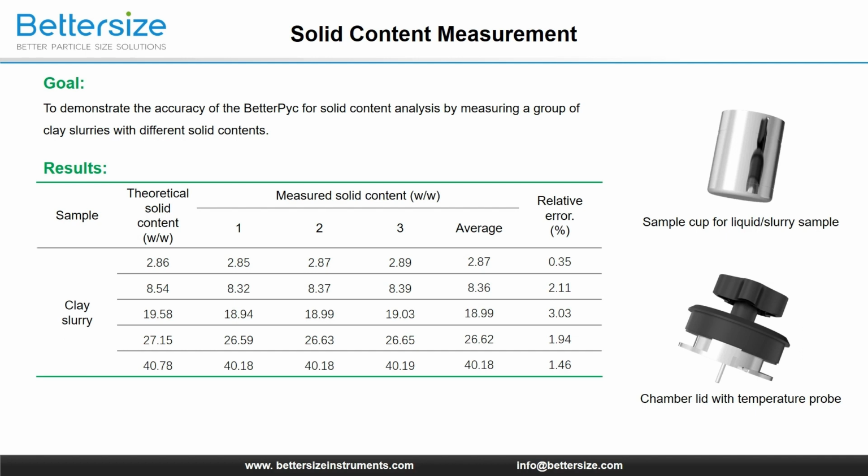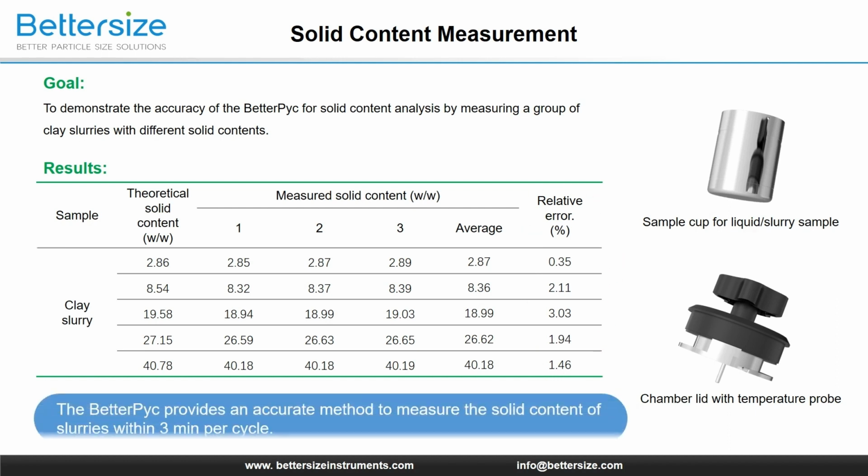Besides, in many industries, measuring the solid content of the slurry is an important step in the production process. In this experiment, we use the BetterPyc to measure the solid content of a clay slurry. About the experimental procedure. First, prepare the clay slurry sample and put it in a 100 ml cup and close the chamber with the lid. Next, use the BetterPyc to measure the volume and density of the sample at 20 centigrade degree. The table below shows the expected and measured results of the solid content of the clay slurry sample. The relative error of the measured solid content is less than 3%, which indicates that the BetterPyc can be used to accurately measure the solid content of slurry samples.